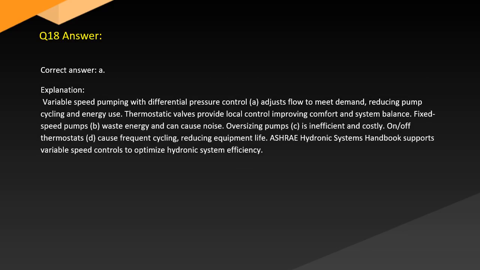Answer. Correct answer A. Explanation. Variable speed pumping with differential pressure control (A) adjusts flow to meet demand, reducing pump cycling and energy use. Thermostatic valves provide local control, improving comfort and system balance. Fixed speed pumps (B) waste energy and can cause noise. Oversizing pumps (C) is inefficient and costly. On-off thermostats (D) cause frequent cycling, reducing equipment life. The ASHRAE Hydronic Systems Handbook supports variable speed controls to optimize hydronic system efficiency.